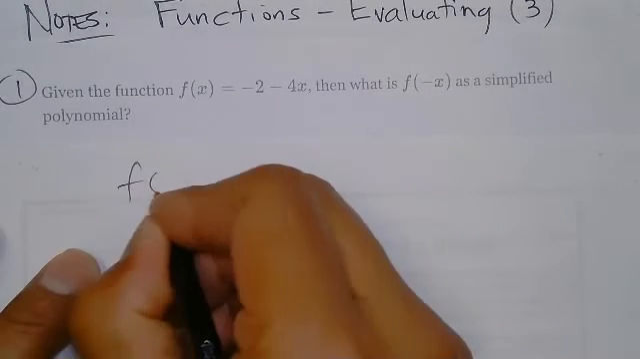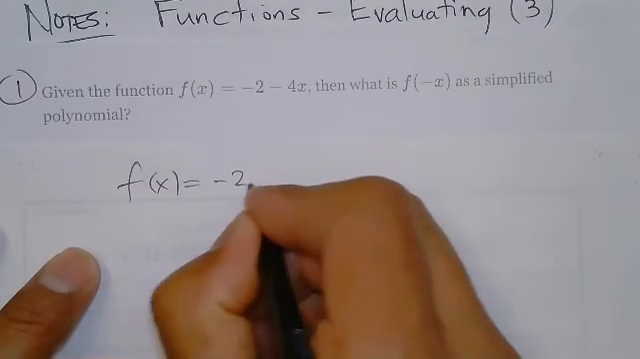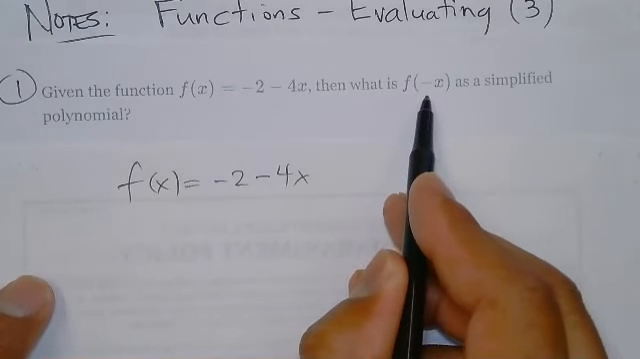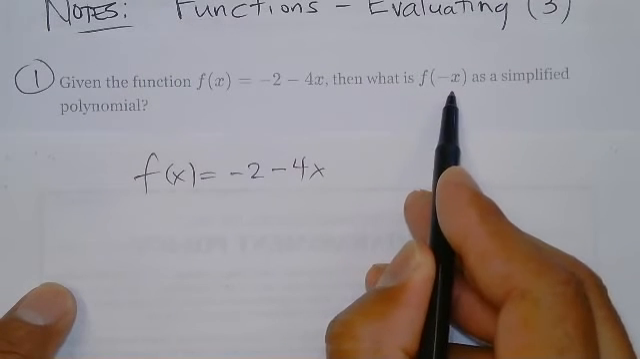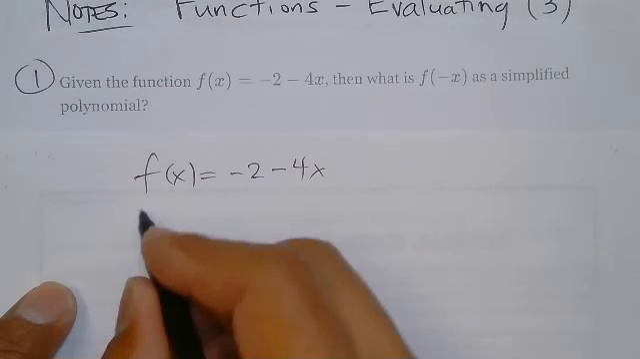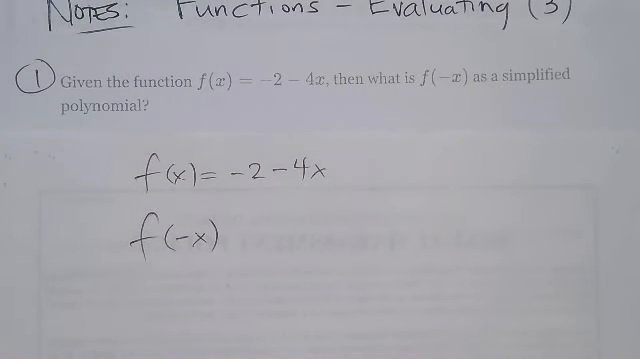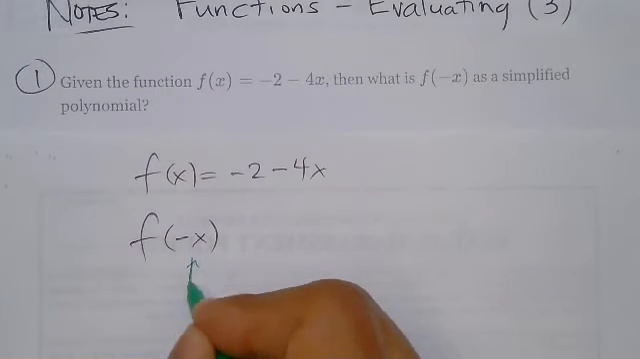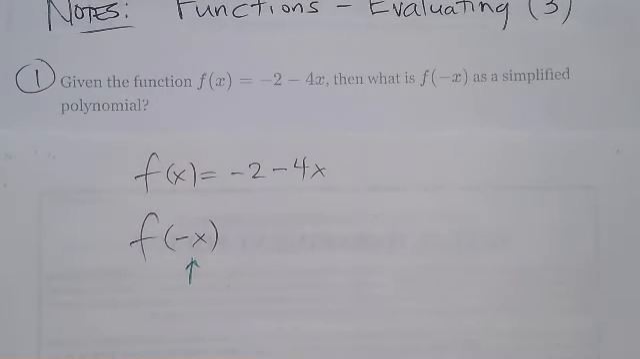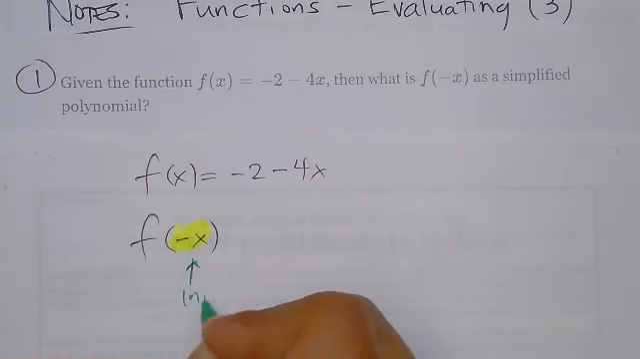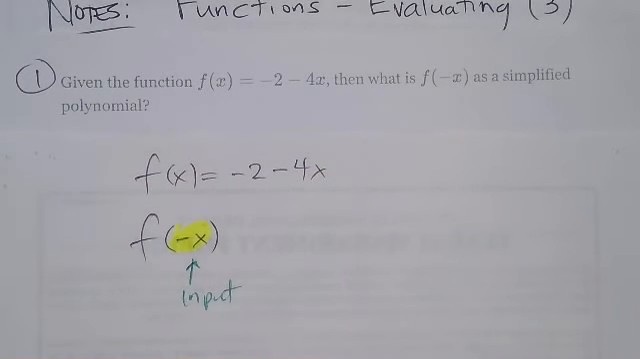Given this function, f of x is equal to negative 2 minus 4x, then what is f of negative x? Okay. Does everybody agree we know this one? This one was on yesterday's assignment. This is an input. Anything that's in here in these parentheses here is an input. Okay, so I'm fine with that.